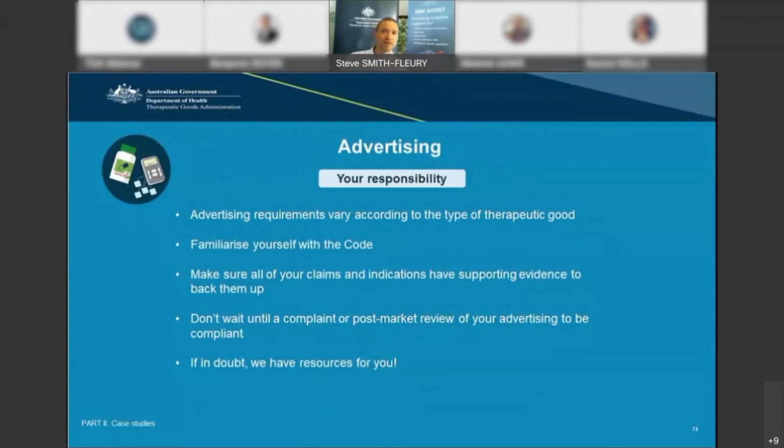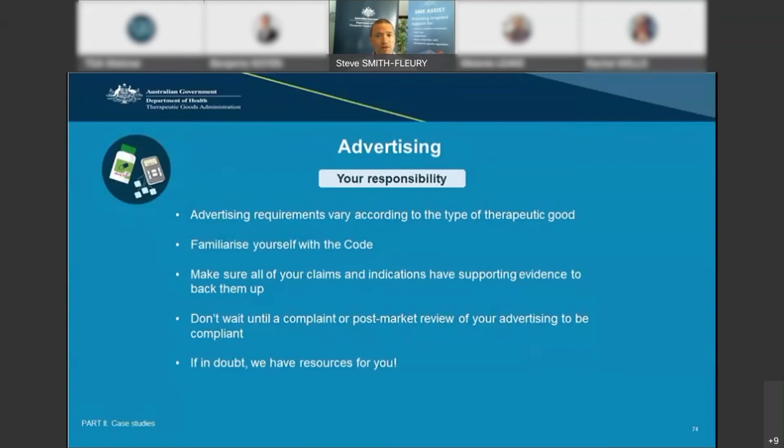Advertising is your responsibility, and the Advertising Code applies to all therapeutic goods to varying degrees. The Advertising Code outlines key requirements that must be met when advertising to the public. So it's important that you familiarise yourself with this piece of legislation and understand what you can and cannot do when it comes to advertising.